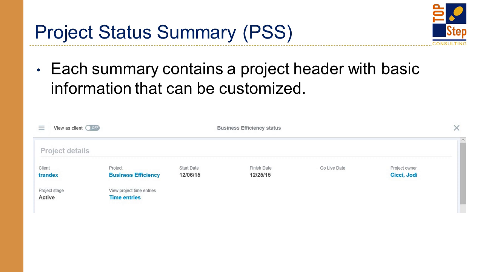The first portlet that you can add is a project header portlet, which can hold basic information about the project, such as project name, project owner, project stage, start, finish dates, go live dates, etc. It's completely customizable by you based on whatever information you want to share, either with your project managers or your customers.